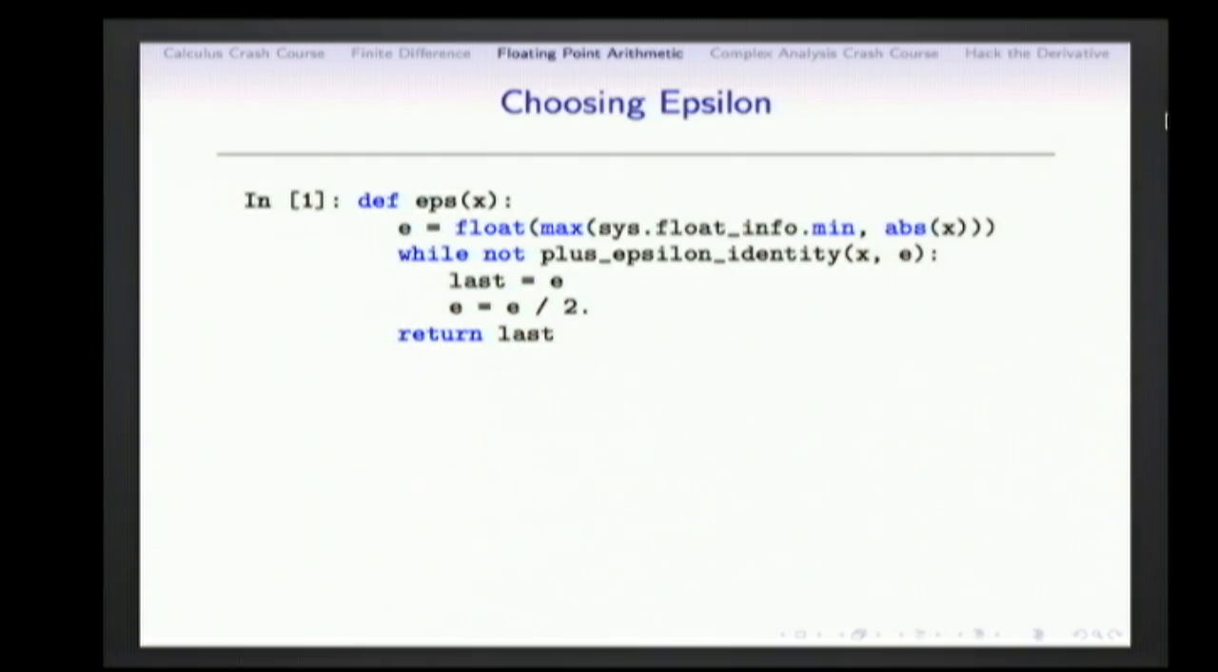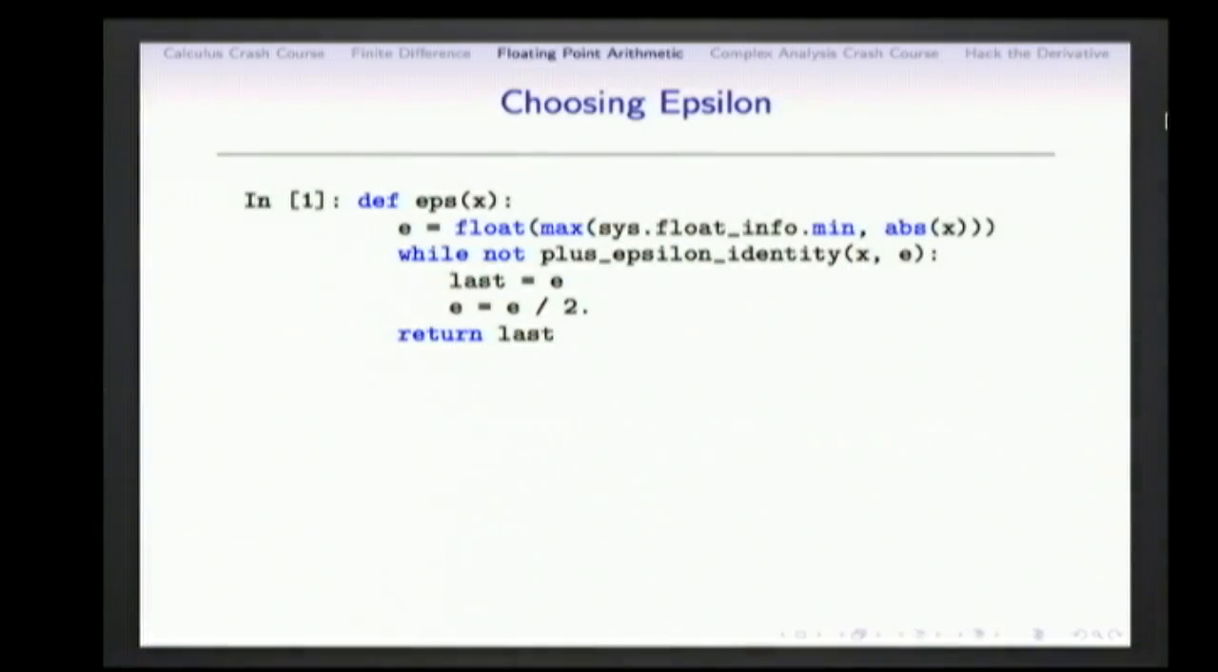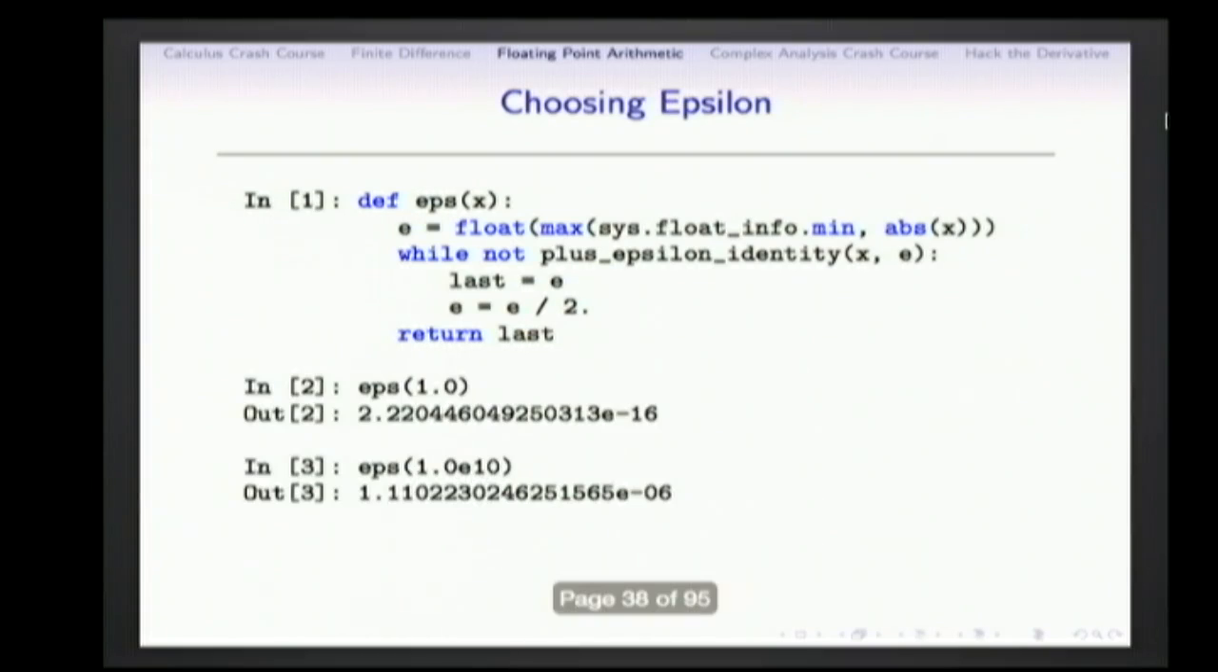Essentially, we want the smallest number that we can get to around the value of x. So this is a function that steps around and starts with a fairly large number and then keeps dividing it until you add to it and don't go anywhere, and then it gives you the last one. So it's the smallest number which will take you somewhere at wherever you are on the number line.